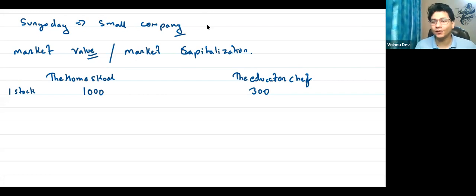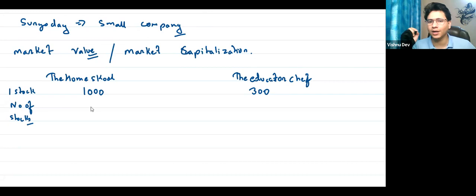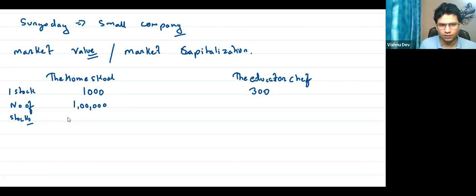Because we have to consider one important thing. What is that thing? The number of stocks. Because this is the price of one stock. Suppose the homeschool has 1 lakh shares in total, but the educator chef has 50 lakh shares. Now tell me, what is the total value of all the shares?